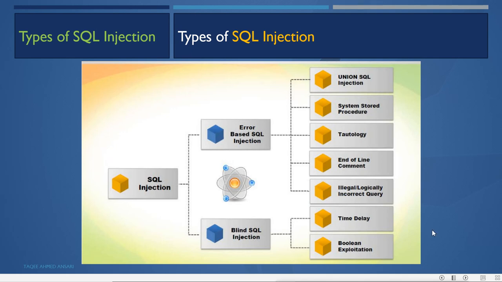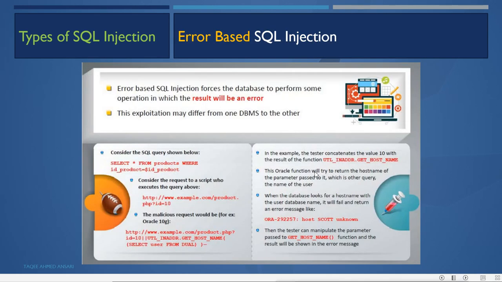First, error based SQL injection. Error-based SQL injection forces the database to perform some operations in which the result will be an error. This exploitation may differ from one database to another, because different databases handle queries differently. So it may be different from one database to another.